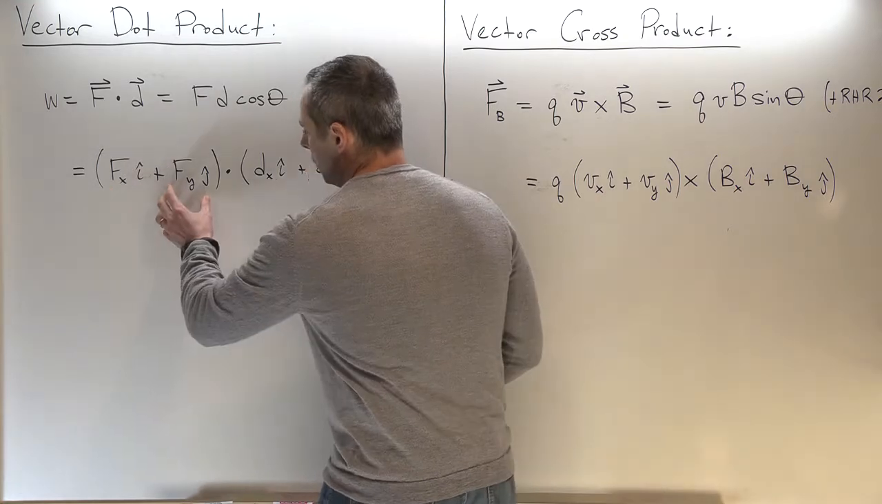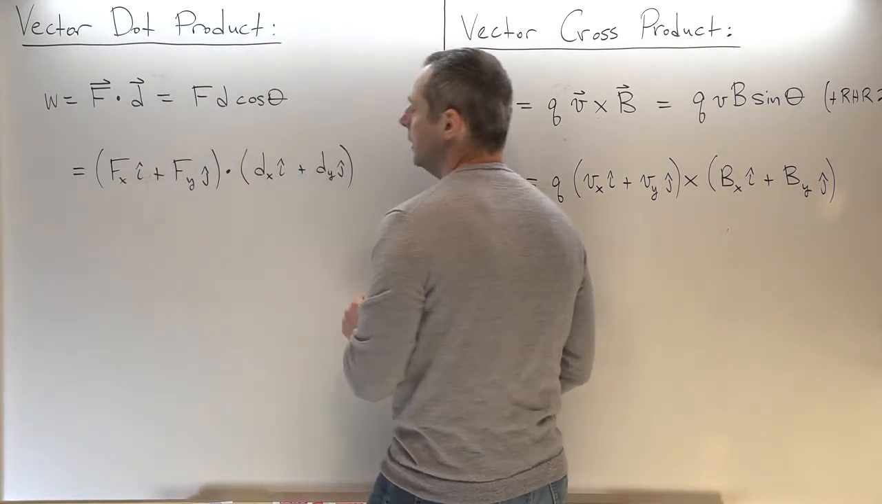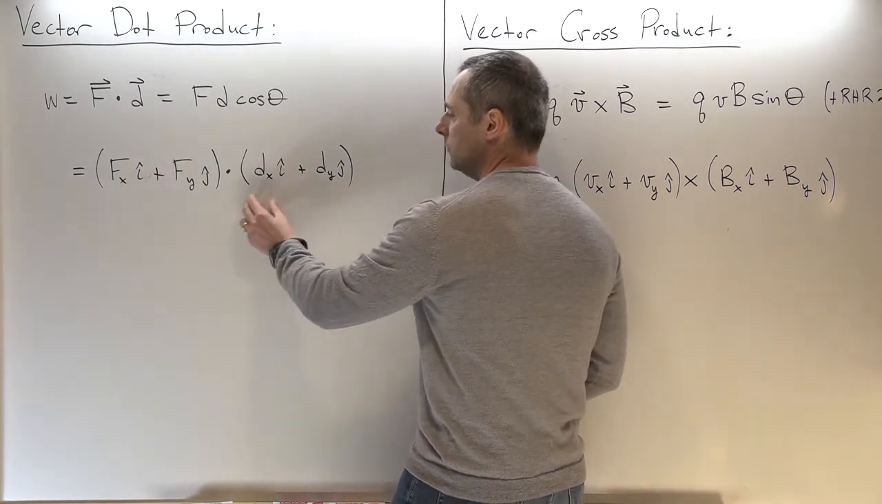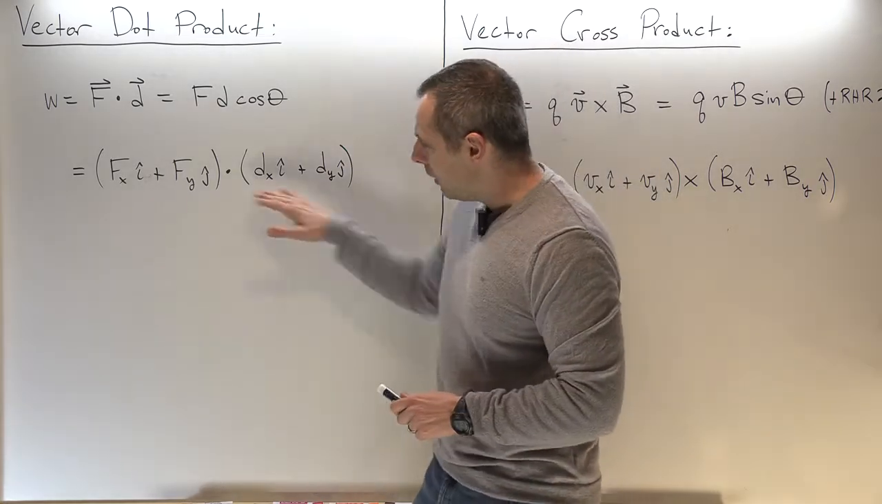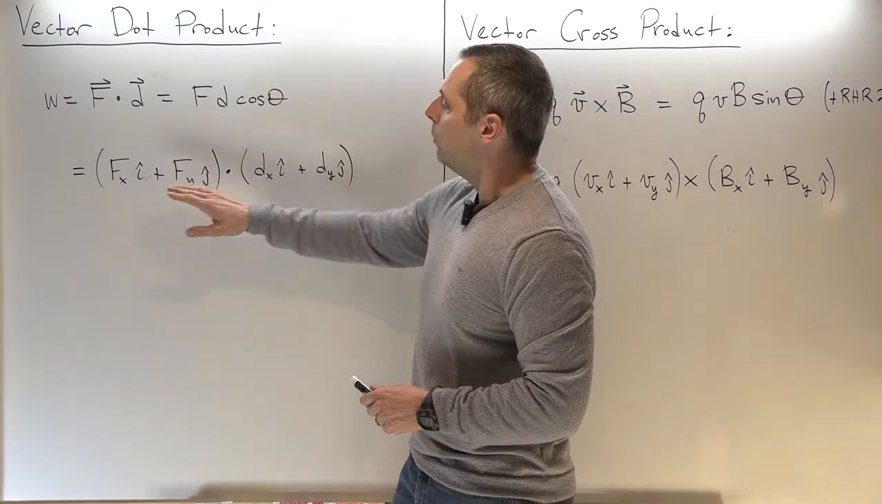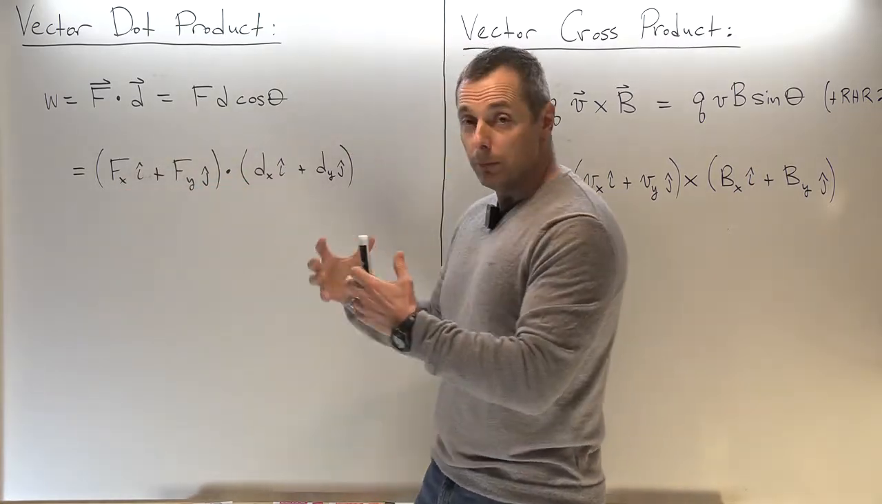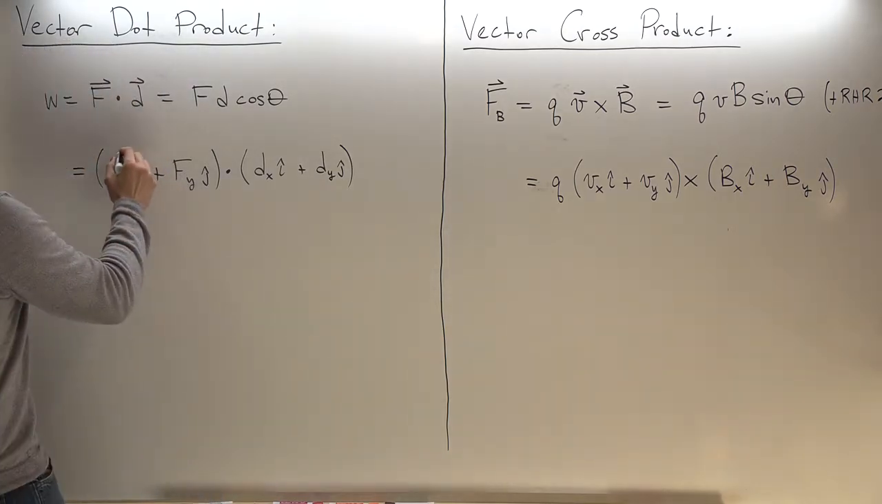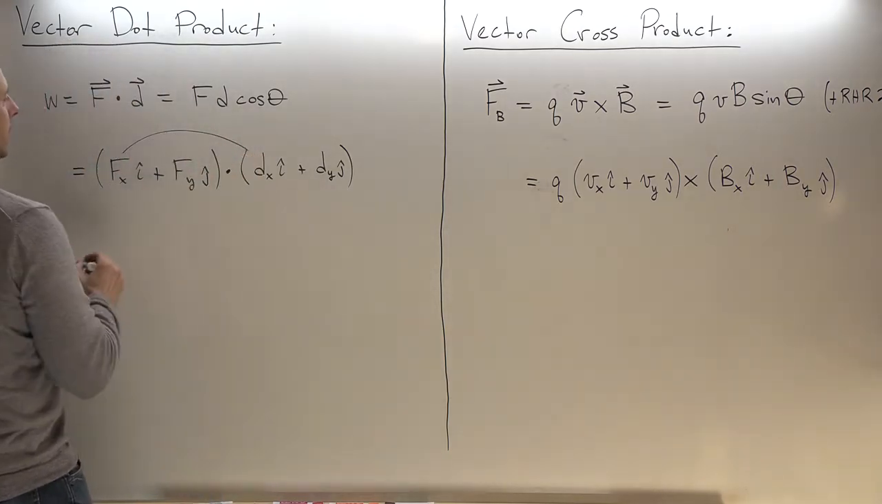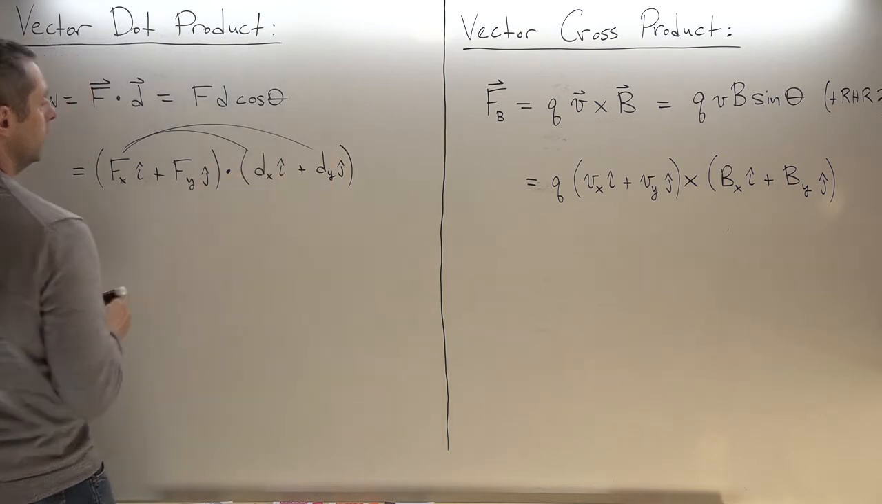So we have these components of force in the x and y direction, and then we've got a displacement in the x and y direction. To figure out the answer of what this product is, the dot product, we're going to distribute these two binomials through to each other. So for example, we're going to take this first term and multiply it by the first term over there and the first term over there.